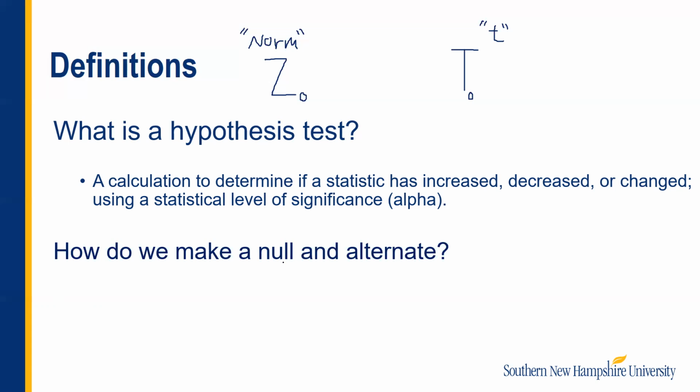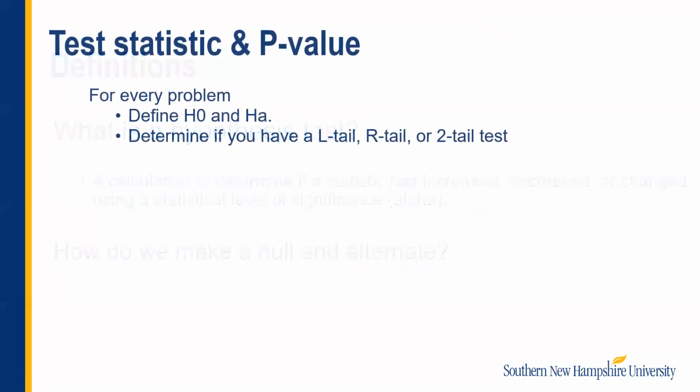Before we can do any testing, we have to make a null and an alternate. The null is represented by H naught, H0. And the alternate is represented either by H1, H sub 1, or H sub A. So the A would go down the bottom just like the 0 does. So null or alternate. We're not done yet, that's just the beginning. It will have to be defined in every single problem.